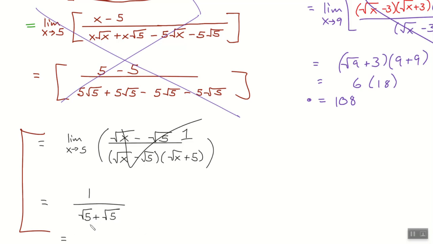2 root 5. They don't just add up the way you want them to. It's like x plus x is 2x. So we get 1 over 2 root 5. Can I stop here? Nope, we're stopping. This is it. I'm done here. Do not rationalize it.